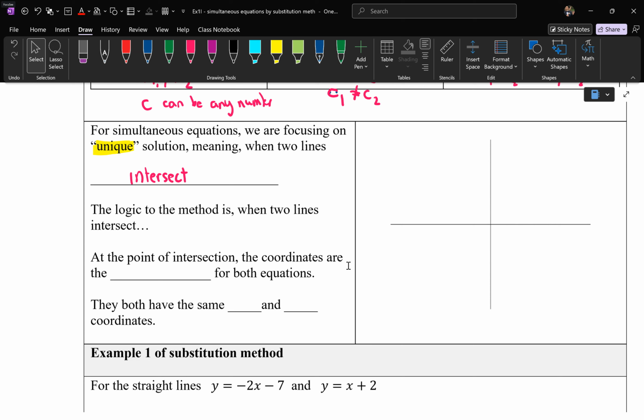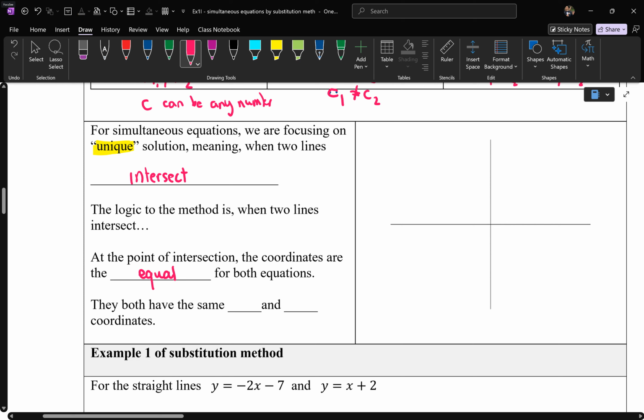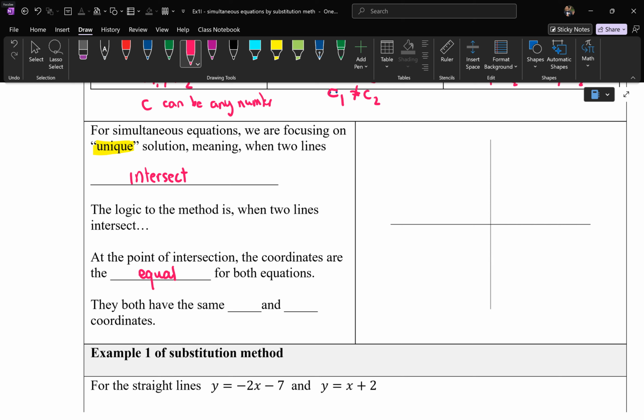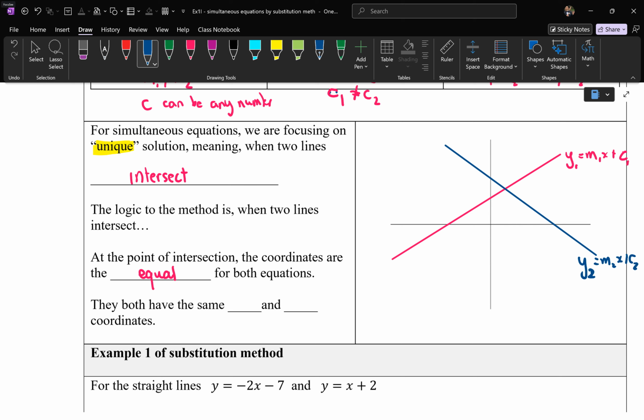Let's look at the point of intersection. The coordinates are, and I want you to write this down, the coordinates are equal for both equations. What am I saying? I'm saying when you get equation 1, y1 equals m1x plus c1, right? When it intersects with another line, call it y2, what we know is that the gradients have to be different in order for them to intersect. But not only that, we also know another thing. We know that if they did intersect, the point of intersection is an x and a y coordinate, right?